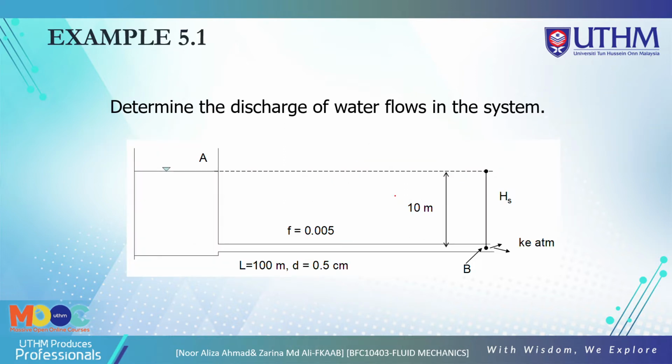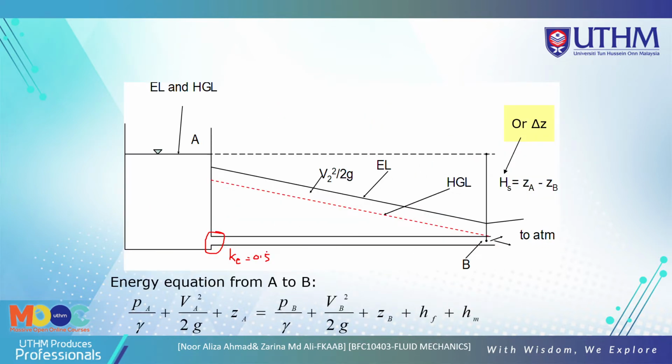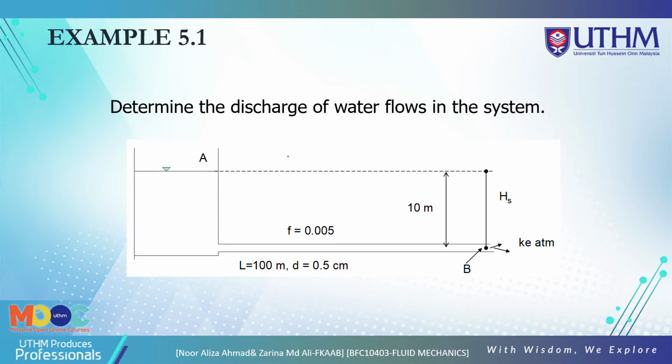Now we just look at example 4.1 here. Determine the discharge of water flowing in the system. This is the system I mentioned here. So from this system, we look at the example here.